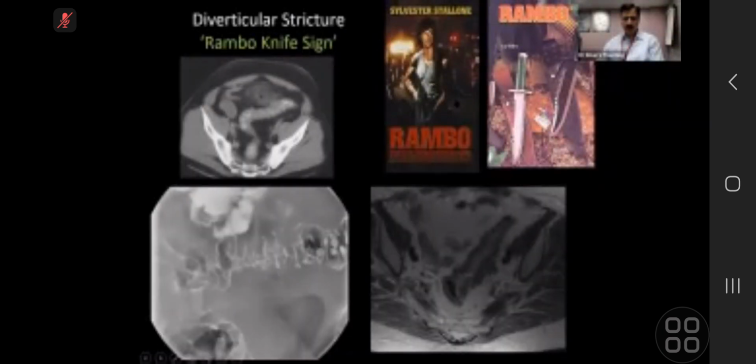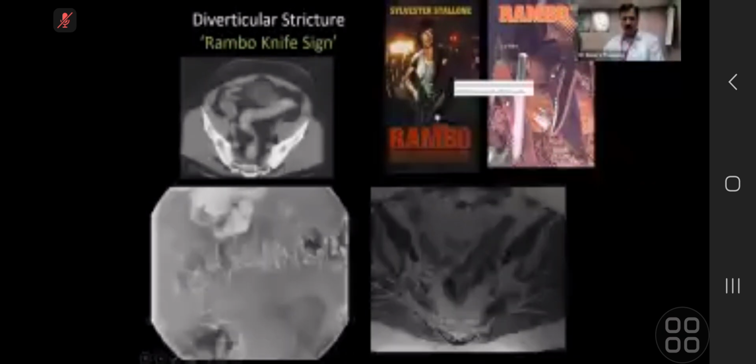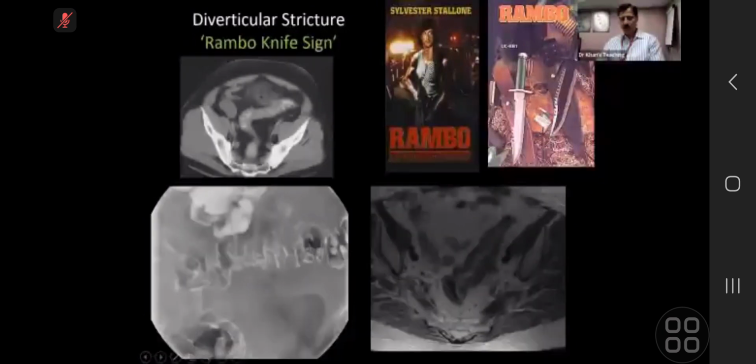So I call it the Rambo knife sign. In my era, he was one of the favorites of Hollywood. I think 1983 or whatever, Rambo. So look at his knife. This has got this serrated outline. So similarly, serrated outline of the mucosa.